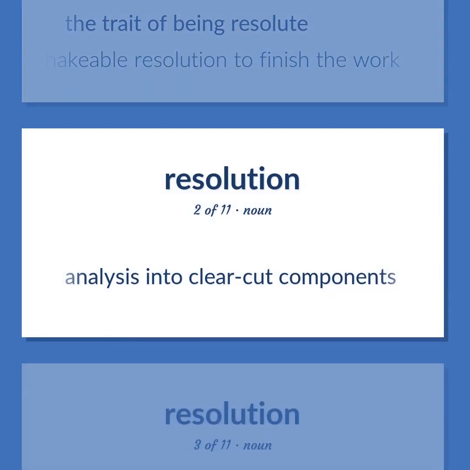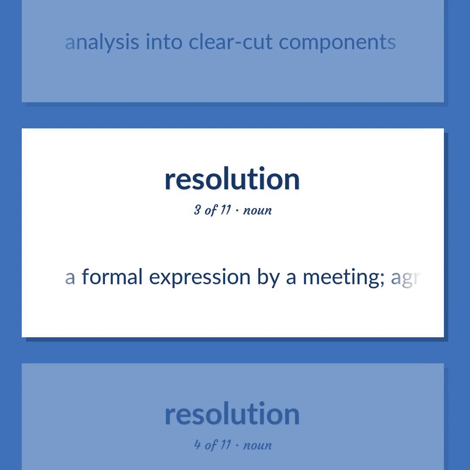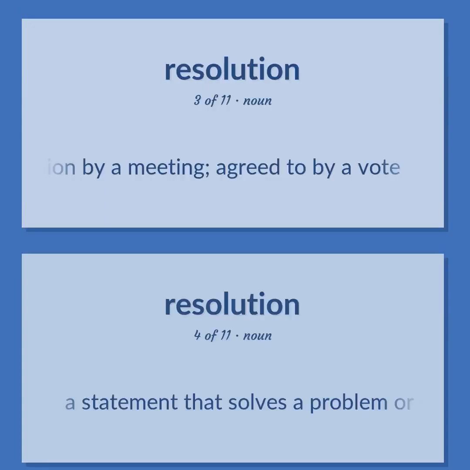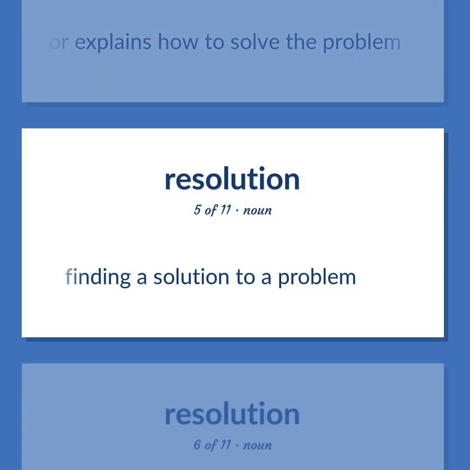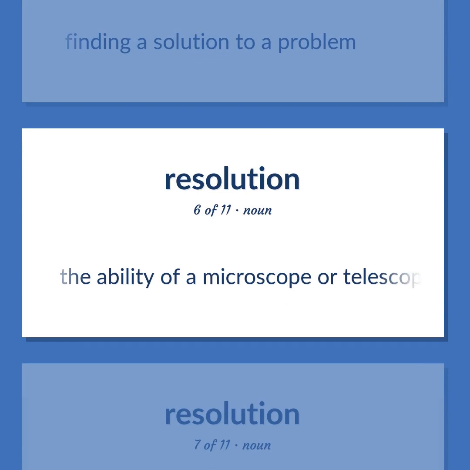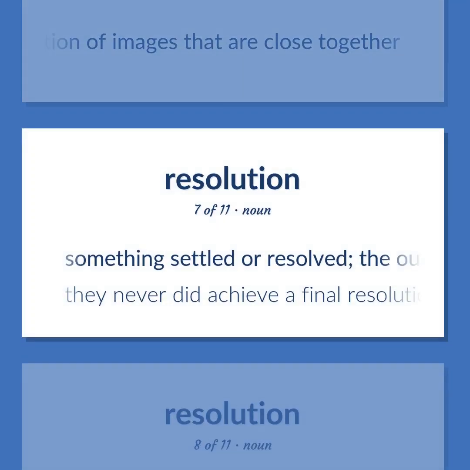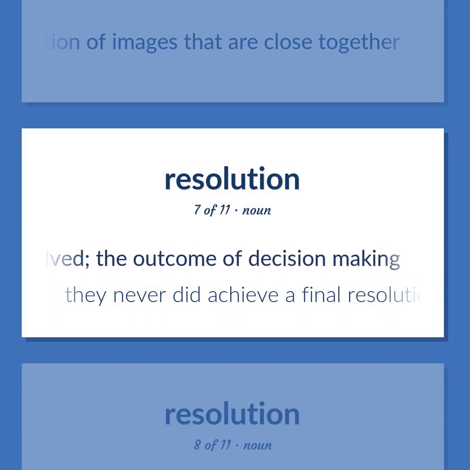Analysis into clear-cut components. A formal expression by a meeting. Agreed to by a vote. A statement that solves a problem or explains how to solve the problem. Finding a solution to a problem. The ability of a microscope or telescope to measure the angular separation of images that are close together. Something settled or resolved. The outcome of decision-making. They never did achieve a final resolution of their differences.